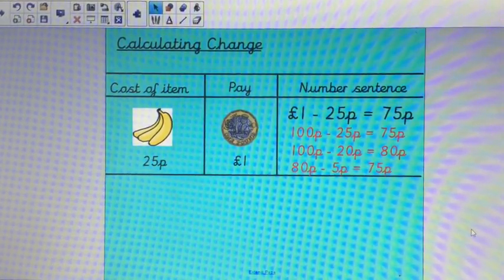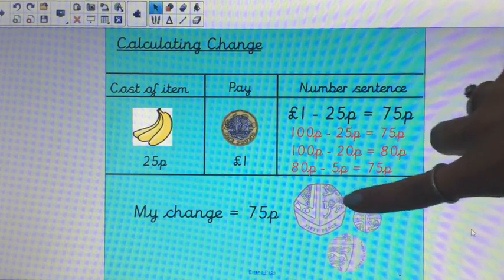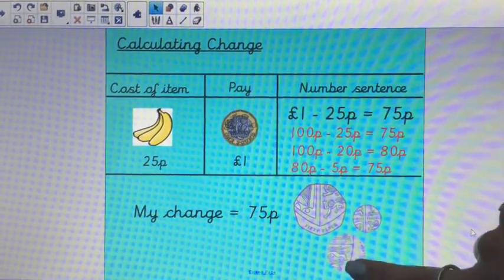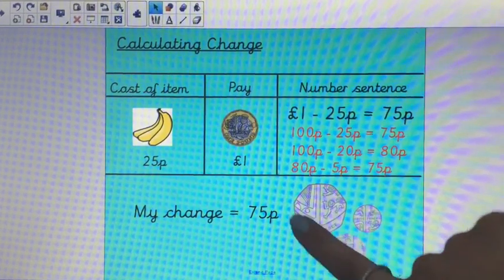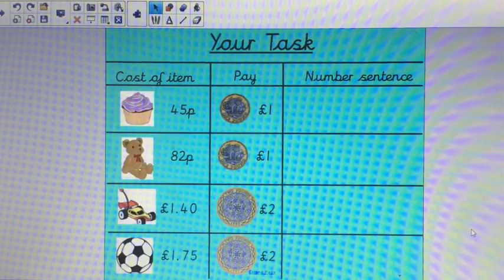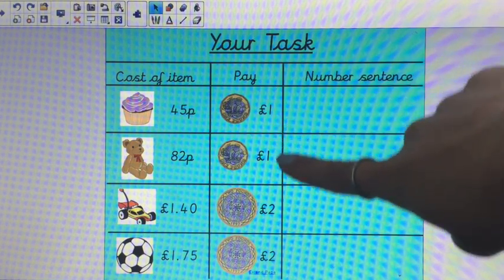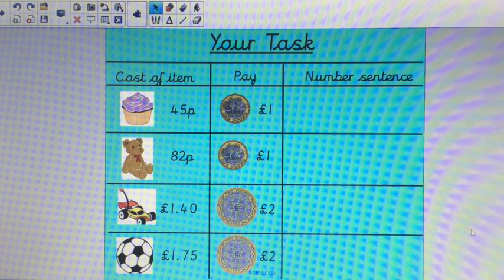So the change that I need from this is 75p in the form of a 50p, a 20p and a 5p. Well done. So to end this lesson, you'll need to pause the video on this screen, and this is your task. You have got 4 items here, and I'd like you to calculate the change that you would get if you pay with this amount.